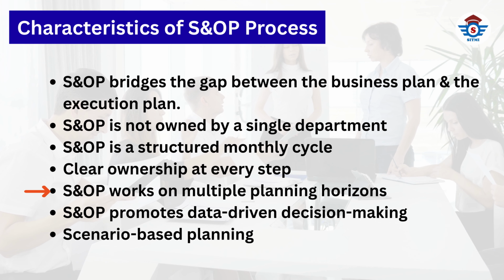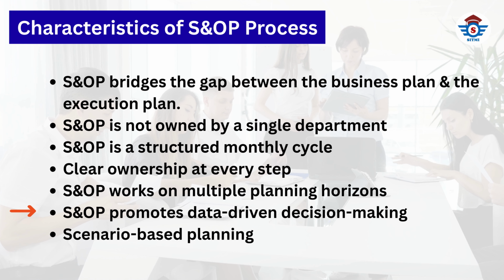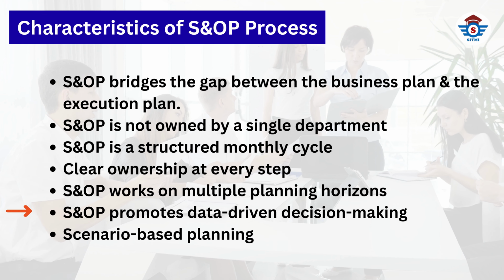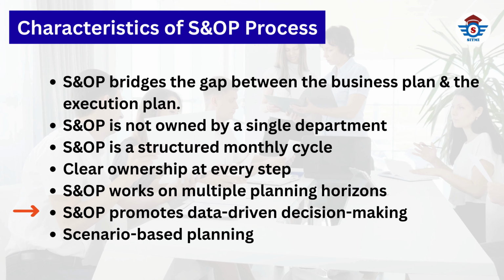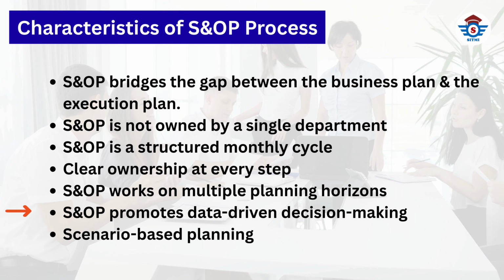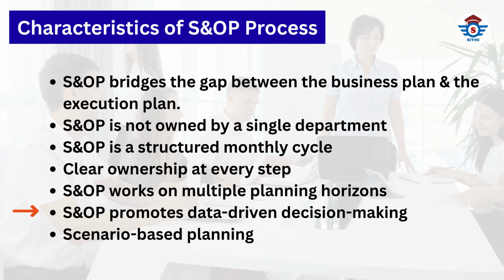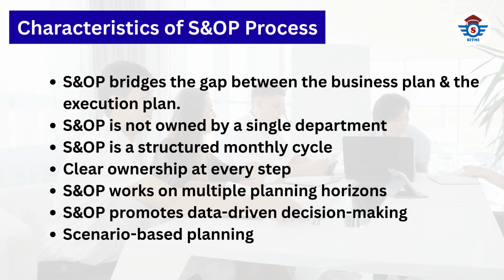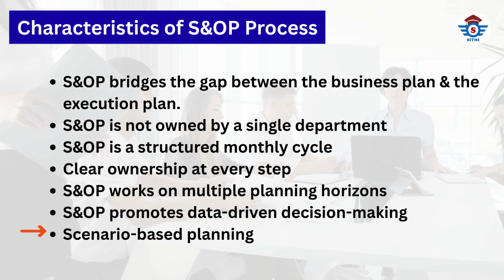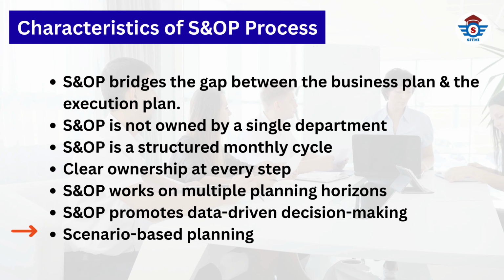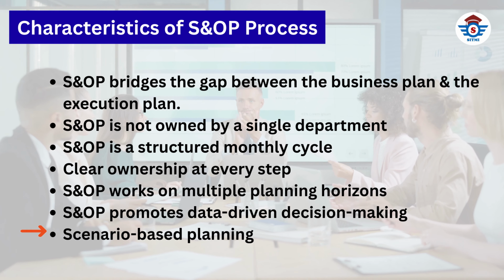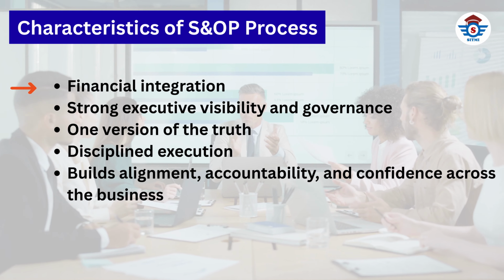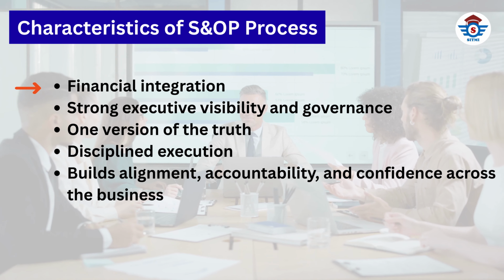The next characteristic is that S&OP promotes data-driven decision-making, but balances it with business judgment. In our example, statistical forecasts provided the baseline, while expert inputs helped adjust for promotions and Q4 demand spikes. The next characteristic is scenario-based planning. S&OP encourages teams to evaluate multiple options, such as adding labor, developing suppliers, or leasing warehouses, before selecting the most feasible solution.